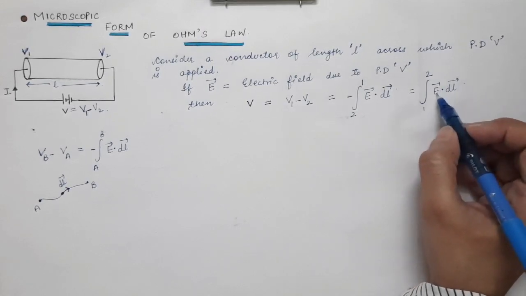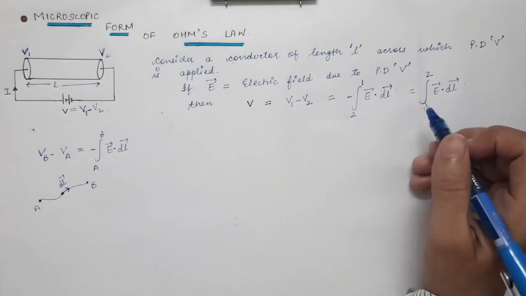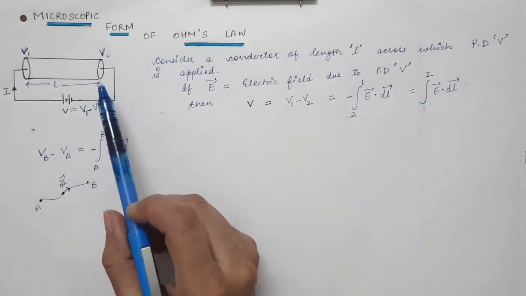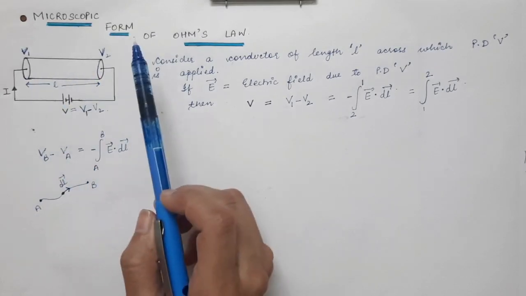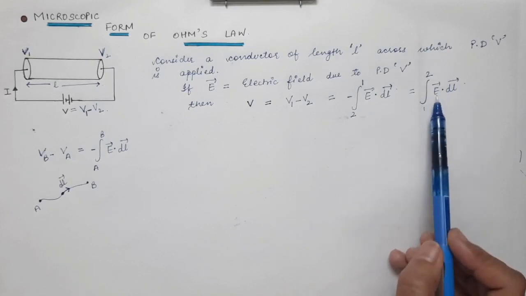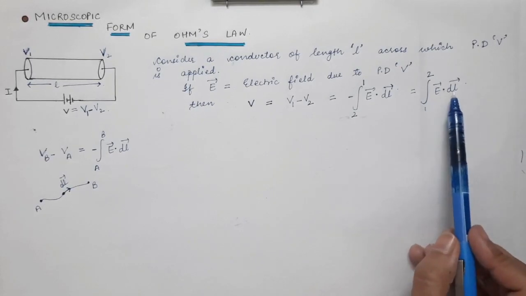Now this electric field is a constant term, because we have supposed that we have applied a potential difference across the ends of the conductor, and so the electric field which will be produced will be uniform. So this E vector will have a constant magnitude, and this can be taken outside, and firstly this E vector and DL vector.